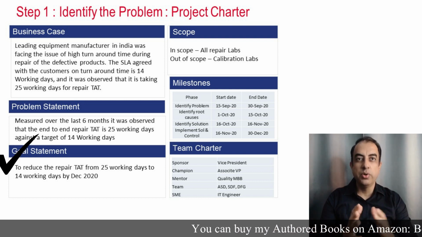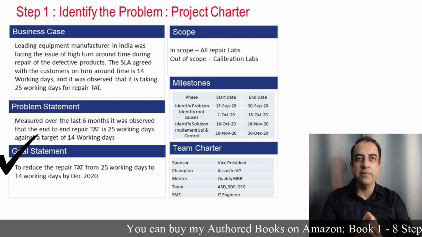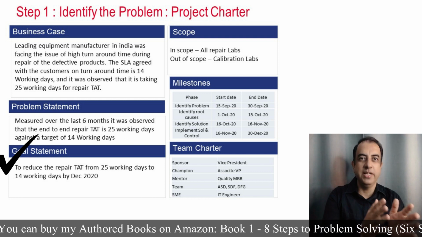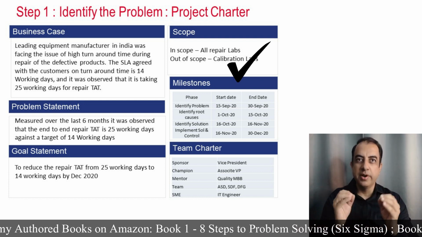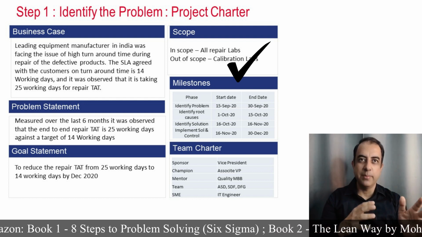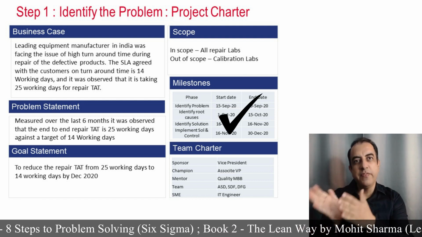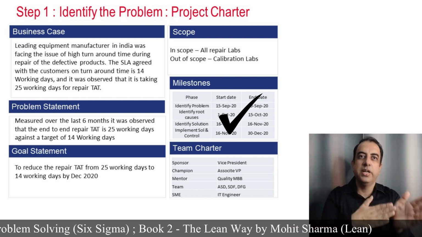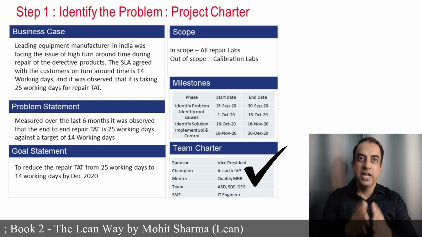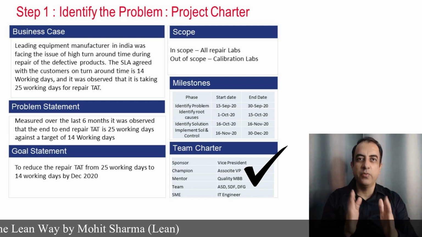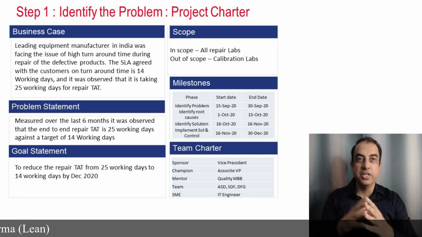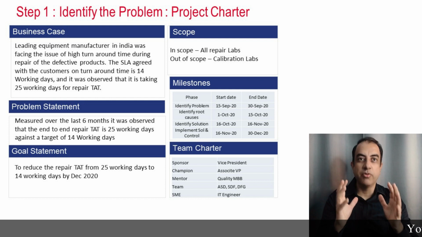So the team took the goal to reduce the end-to-end repair turnaround time from 25 working days to 14 working days by December 2020. In scope of the project were all repair labs, and out of scope were all calibration labs. Milestones are defined from 15th of September 2020 to 30th of December 2020. The Vice President of the company sponsored the project and it was championed by the Associate Vice President. So sponsor and champion were both at a very high position in the organization. So it was a very high profile project.